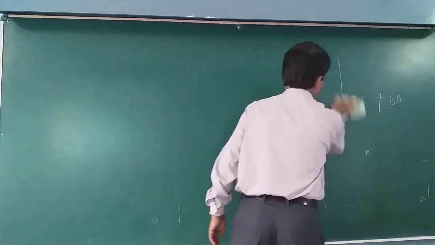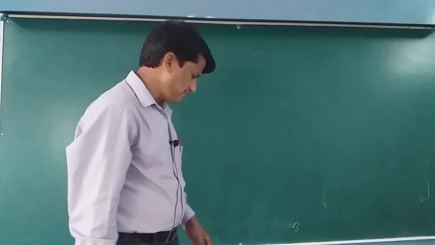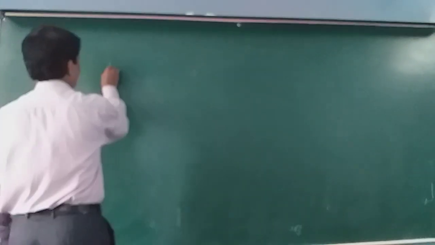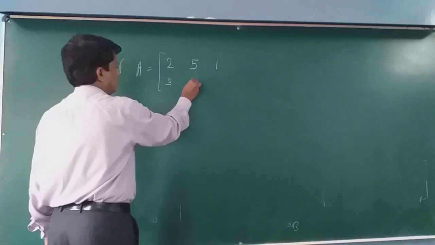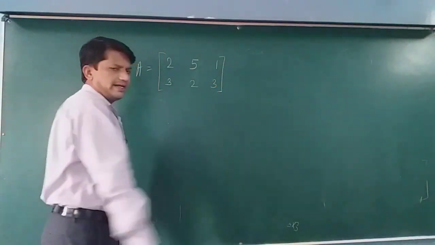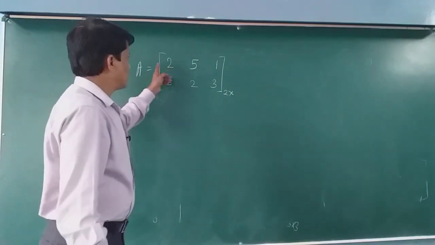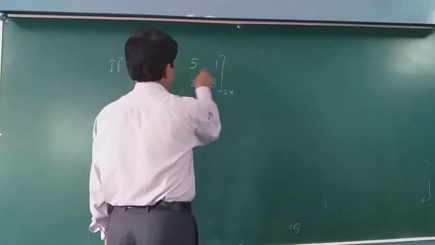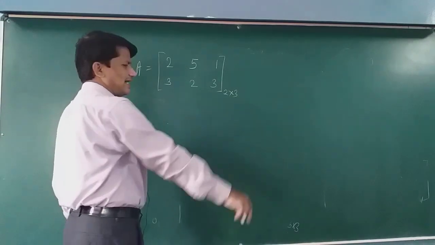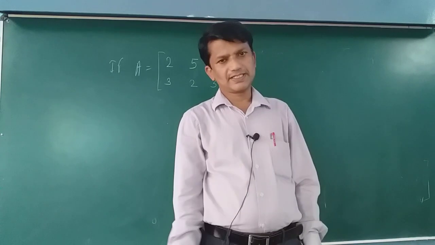Let us take one example based on the same thing. So I am taking one more example. If A equals 2, 5, 1, 3, 2, 3. What is the order? The order of this matrix is 2 rows, and the columns are, look here, row number 1 and row number 2. So the order is 2 by 3. 2 rows and 3 columns. This is our first matrix.